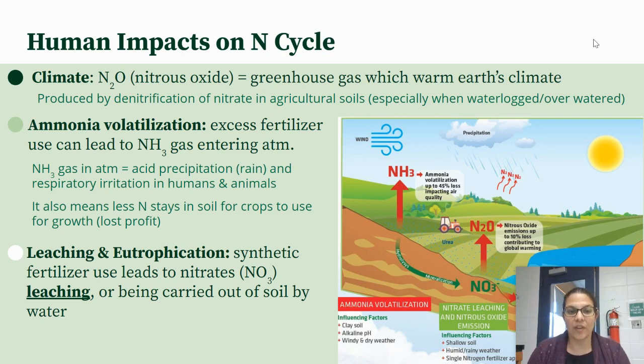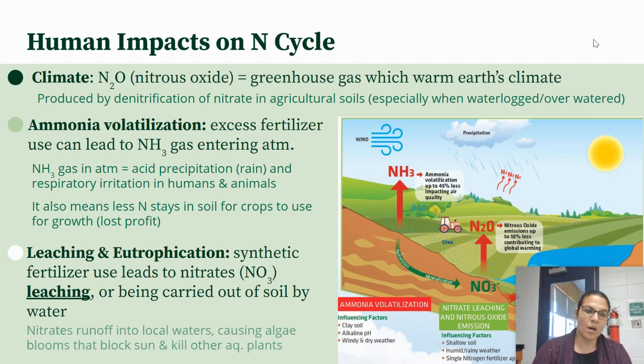Then we have leaching and eutrophication. So synthetic fertilizer use leads to these nutrients leaching. They're carried out of the soil by water, and then they run off into local waterways. They cause algal blooms. That blocks the sun. It kills other aquatic plants. The whole process of that is called eutrophication.